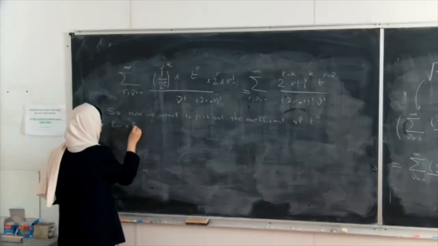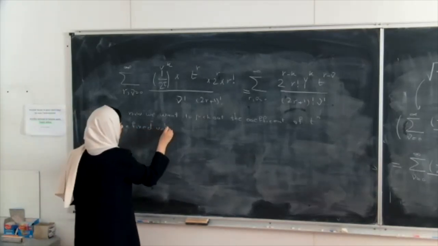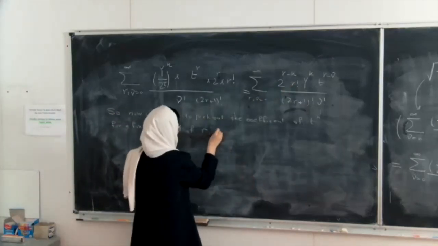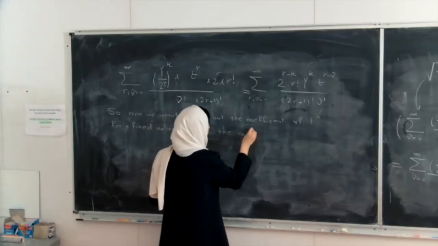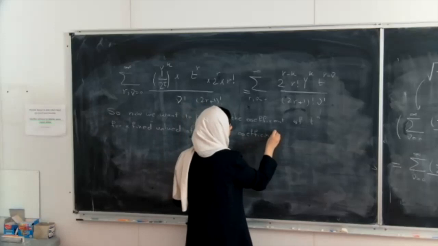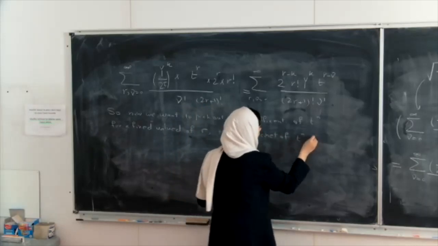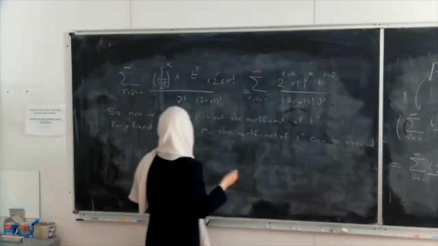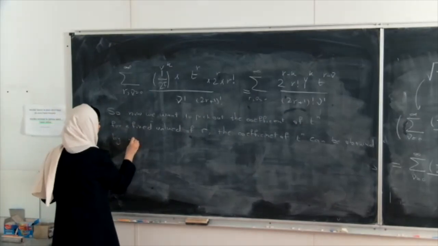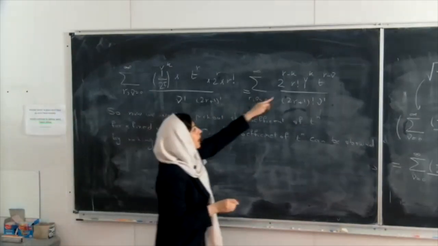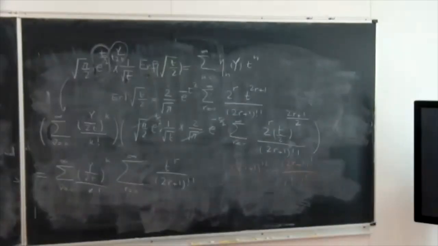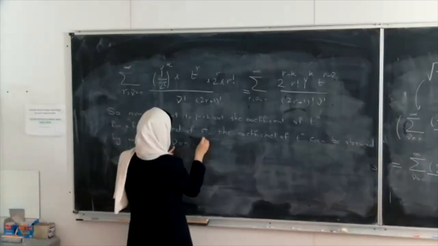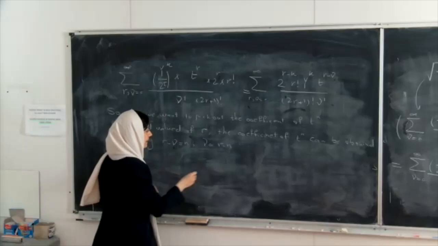for a fixed value of R. The coefficient of Tn can be obtained by taking R minus nu equals n. So we have nu equals R minus n.